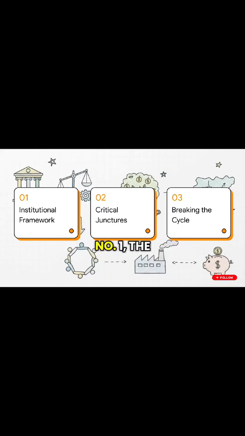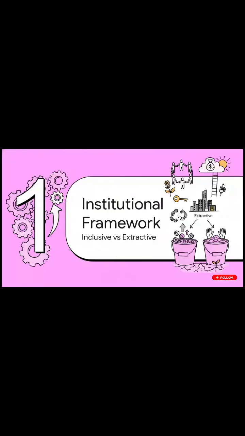To unpack exactly how those choices play out, we're going to break this explainer down into 3 core lessons. Number 1, the institutional framework. Number 2, critical junctures. And number 3, breaking the cycle. That's our roadmap for the next few minutes. All right, Lesson 1, the institutional framework, inclusive versus extractive institutions.